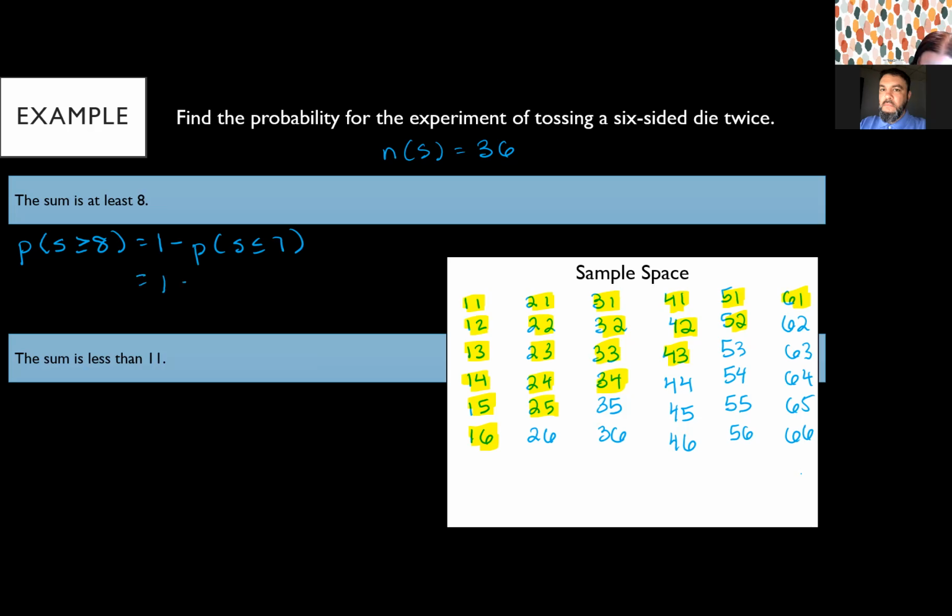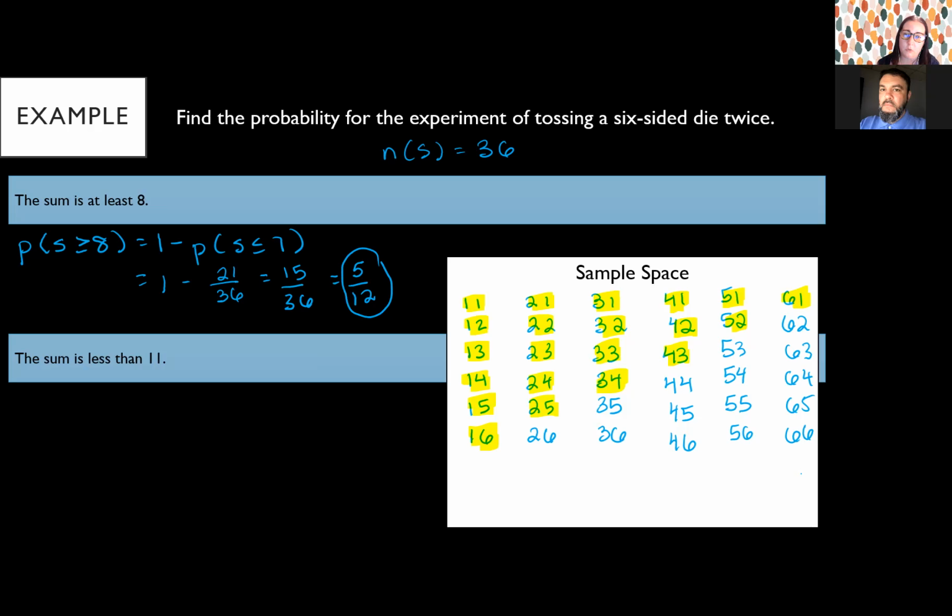So there are actually 21 there. So 21 out of 36 here add up to a number less than or equal to 7. So we just need to do 1 minus that. And that gives us 15 left over. And when you reduce that, that comes to 5 out of 12. So the probability that the sum is at least 8 is 5 over 12.